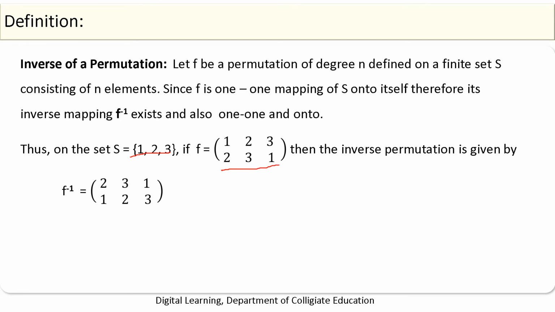So when you write the inverse permutation, we should interchange the rows. That means the second row in F should be put as the first row in F inverse, and the first row in F should be put as the second row in F inverse. That means the rows of F should be interchanged to get F inverse. So this is said to be an inverse permutation.